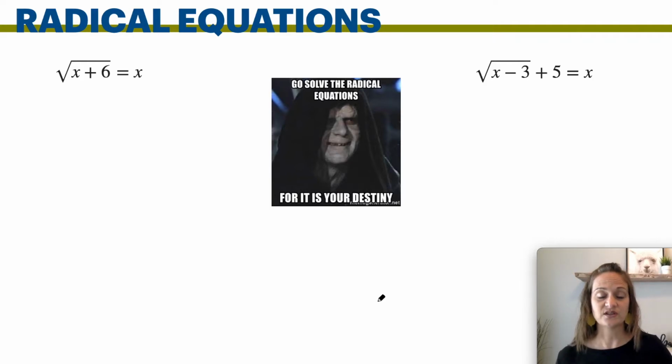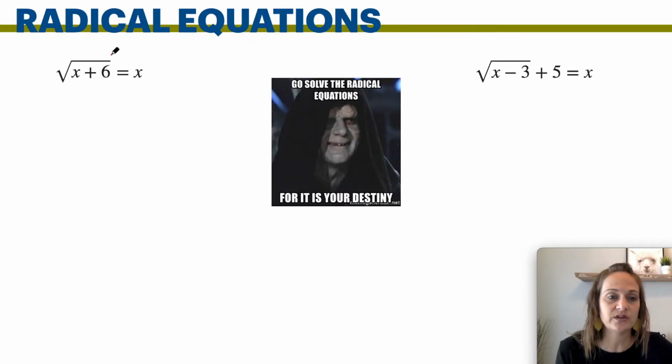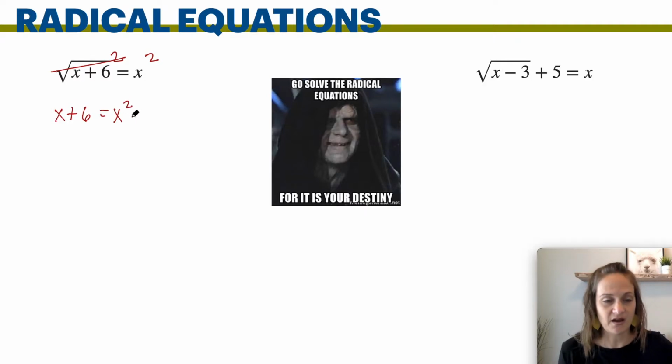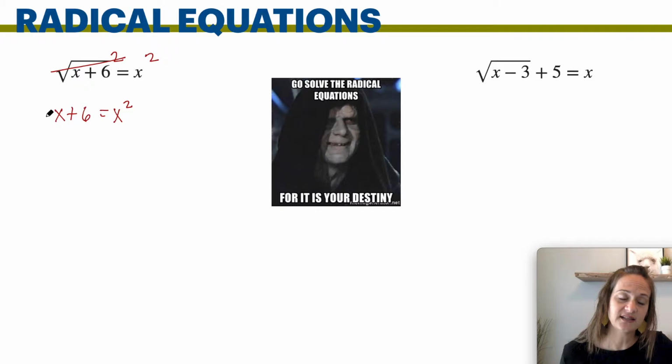So in order to solve these problems, we're still going to do the same thing. The radical is isolated, it is by itself, and so I'm going to get rid of the radical by squaring both sides. The square root and the square cancel, leaving me x plus 6 equals x squared. Now, the fact that we have a variable that has a square and an x means that it needs to be set equal to 0.